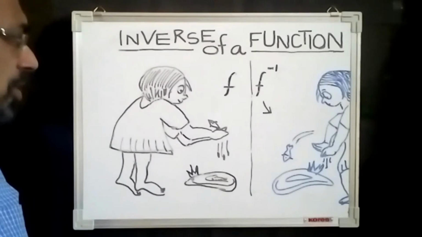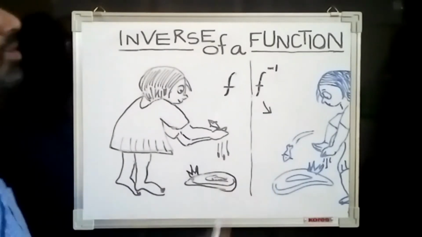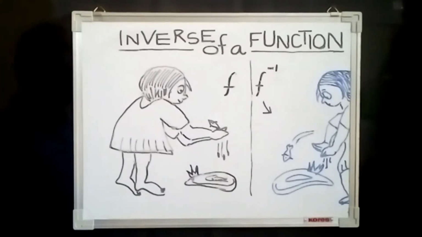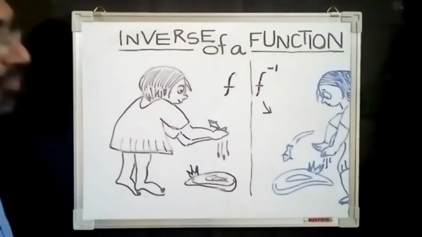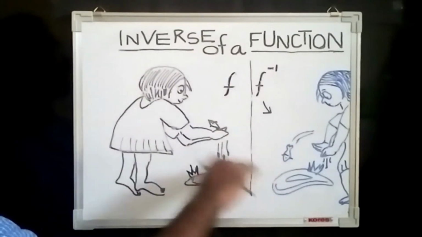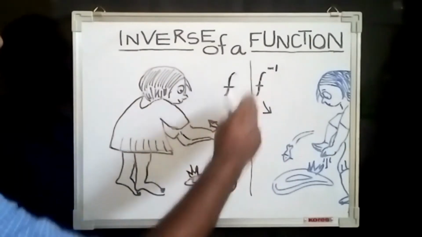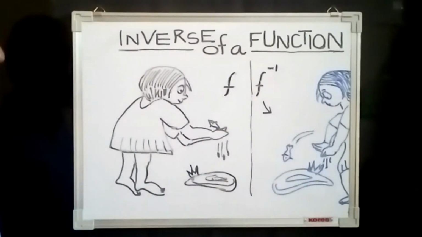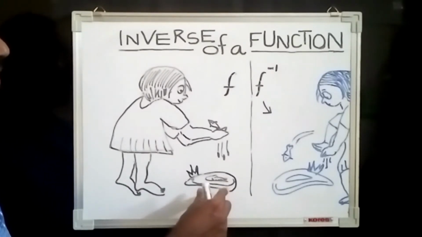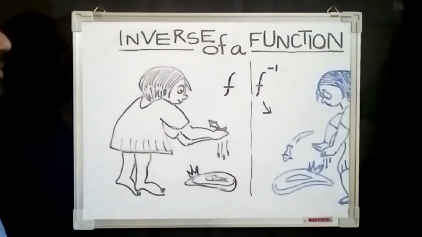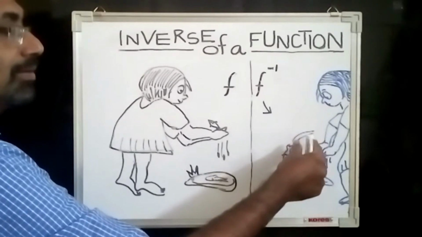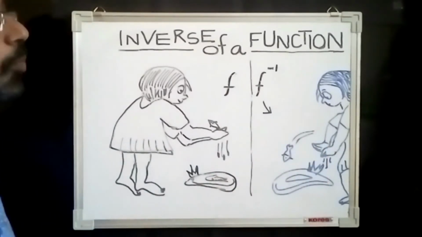A child caught a fish. After some time, she felt like releasing it. If f is the action, the function of catching the fish, then the opposite action, the reverse action, f inverse, is releasing the fish. Thus, the fish in the pond became the fish in the hand. After applying f inverse, the fish in the hand became the fish in the pond.